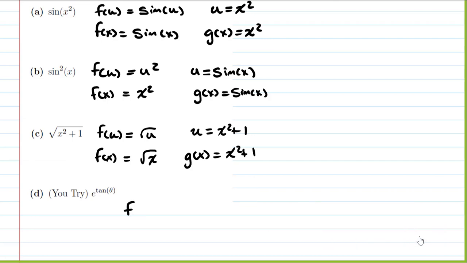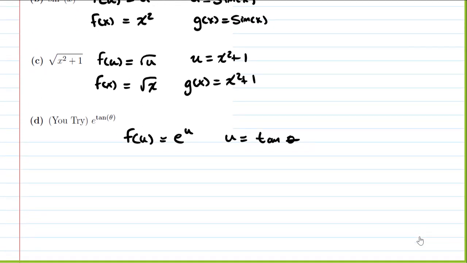All right, so the tangent is inside the exponential function e. So f of u is going to be e to the u, and our u, as our inner function, is going to be tan theta. Written in our other notation, f of theta would be e to the theta, and g of theta would be tan theta. All right.